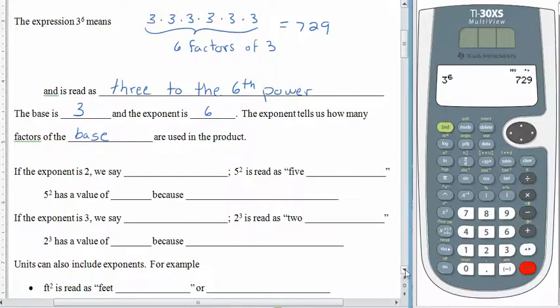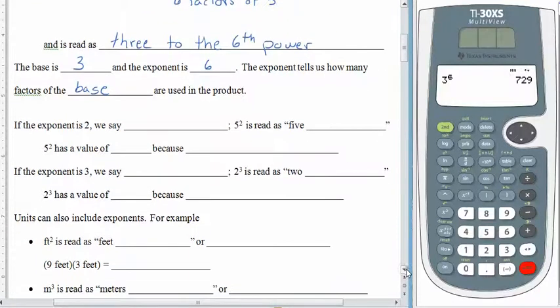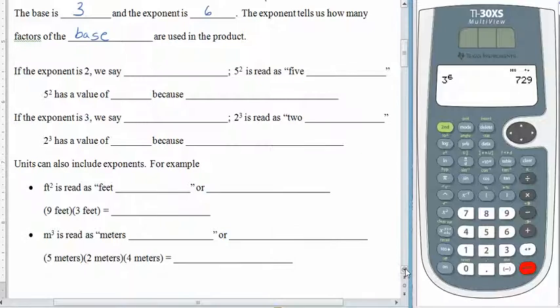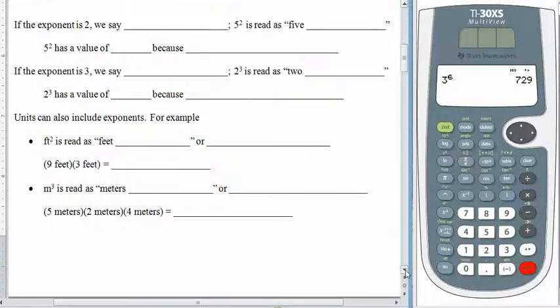Some exponents are more common than others. Exponents of 2 and 3 are common enough that we speak about them a little bit differently. If the exponent is 2, then we say squared. So 5 to the 2nd power is read as 5 squared. 5 to the 2nd power has a value of 25, because 5 times 5 is equal to 25.